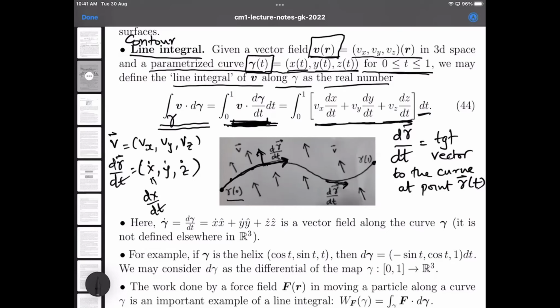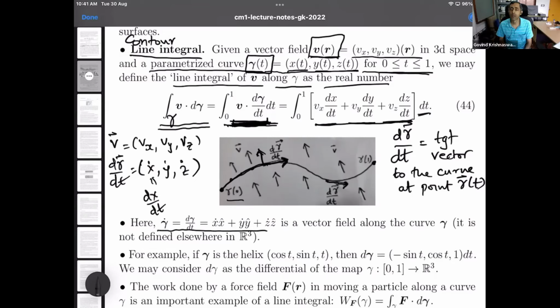As I said, gamma dot or d gamma dt. What does this represent? What does this integral represent? I will tell you what it represents.